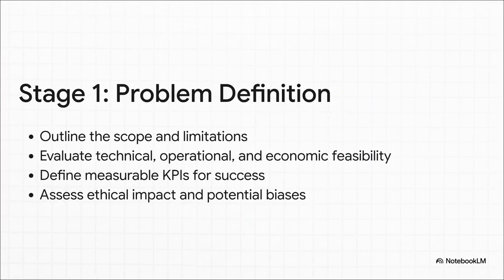Okay, stage 1, problem definition. And this is so important. Before anyone writes a single line of code, you have to know exactly what you're building and why. This is all about planning. Asking the big questions. What problem are we actually trying to solve? Can we even do this technically? Does it make financial sense? And maybe most importantly, what are the ethical impacts and potential biases? Getting this stage right is the foundation for everything else.